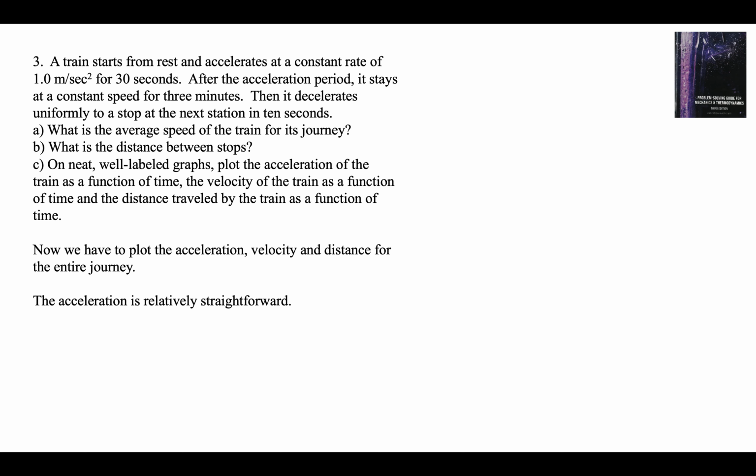Acceleration is relatively straightforward. It's given that the acceleration is 1 meter per second squared over the first 30 seconds in the acceleration phase. During the coast, it's 0. During the deceleration phase, it goes from 30 to 0 in 10 seconds. If it goes from 30 to 0 in 10 seconds, it's changing by minus 3 meters per second each second. So it's plus 1 over the first 30 seconds, 0 for the coast, minus 3 during the brake.